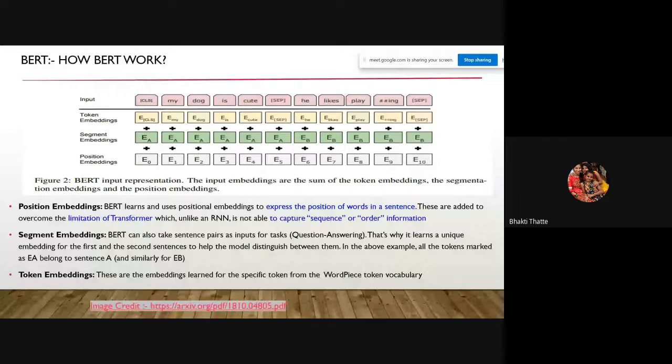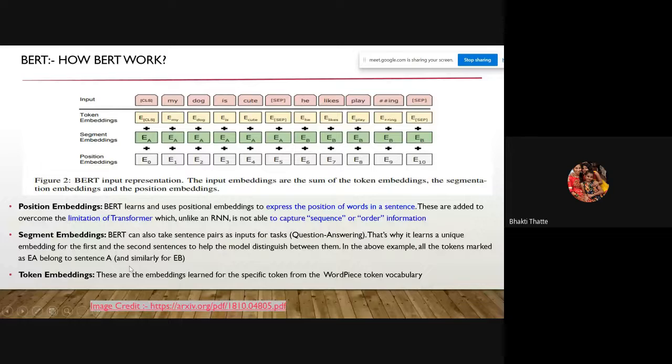Okay, and then the segment embeddings. If a pair of sentences has been given, then segregating sentence A and sentence B would be done, and finding out the embedding of the sentences. So here in the figure, if you see, all tokens labeled A are related to sentence A, and all labeled B are related to sentence B.